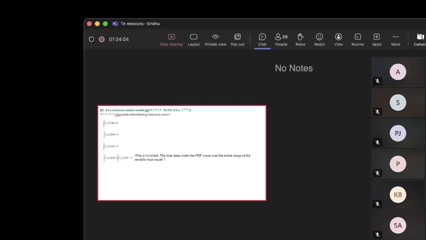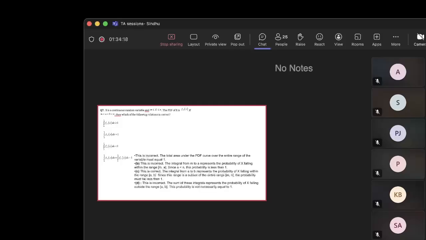Yeah, so the first option is incorrect because the area must be equal to 1, but they have given greater than 1. And option B also, the range is smaller, so the probability has to be lesser. And option C is the correct answer, but again, option D, they have left out some part of the graph, so option D also is wrong.